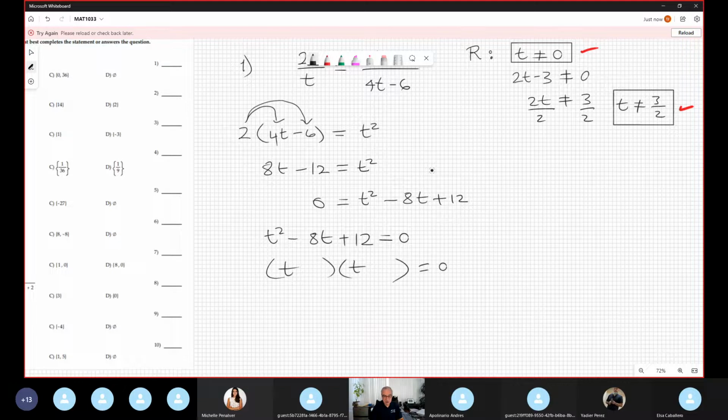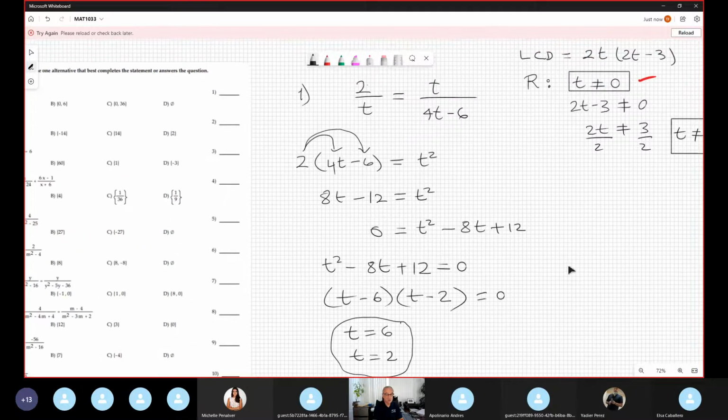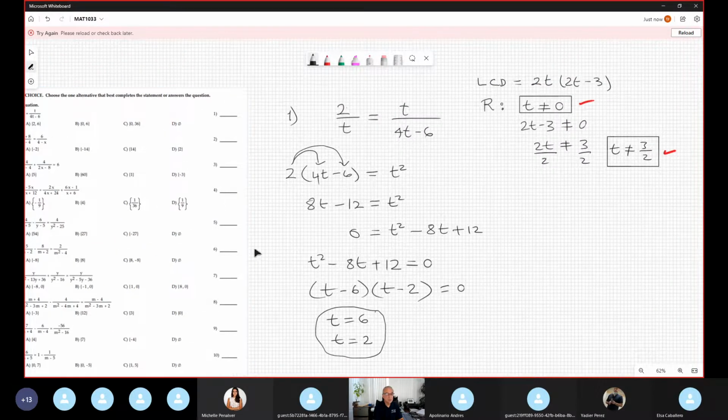It's an easy trinomial. The combination that can open the door is 6 and 2, because 6 times 2 is 12, and 6 plus 2 is 8, both negative. Therefore, you separate each factor: t minus 6 equals 0, that means t equals 6, and t equals 2. And this is a crucial moment in which you compare this solution with the restriction. Oh no, there are no coincidences.